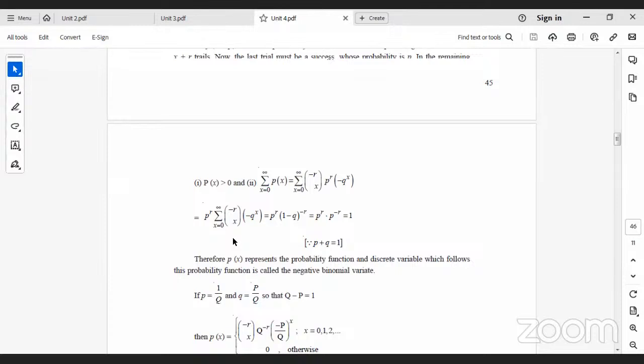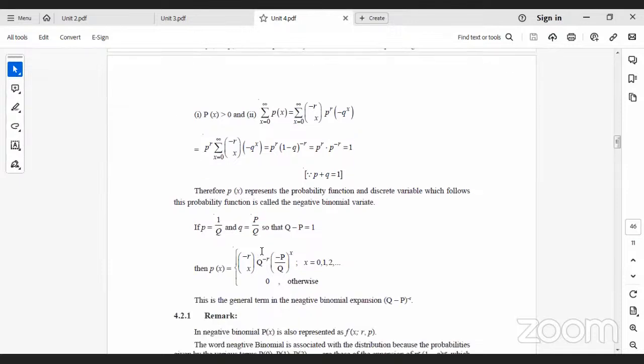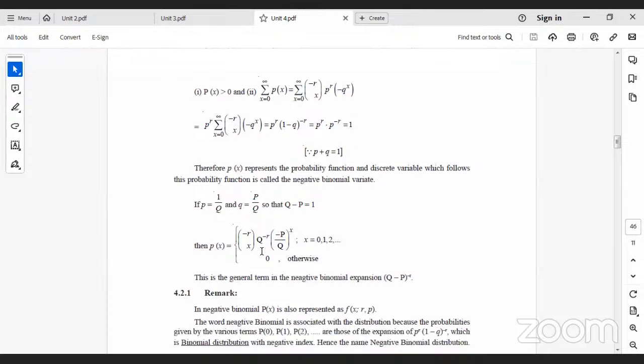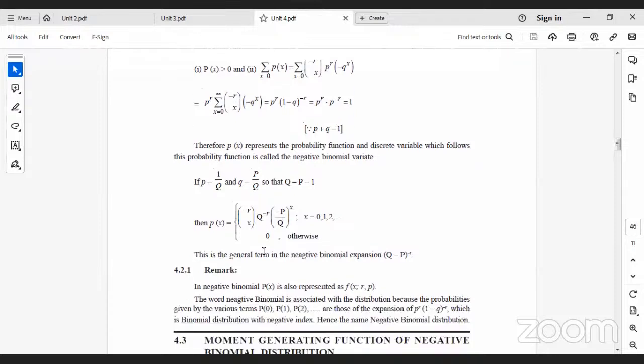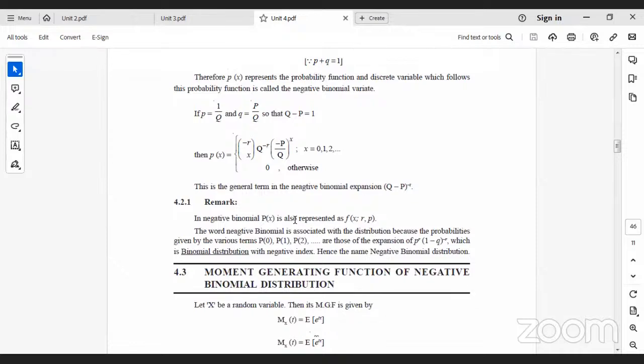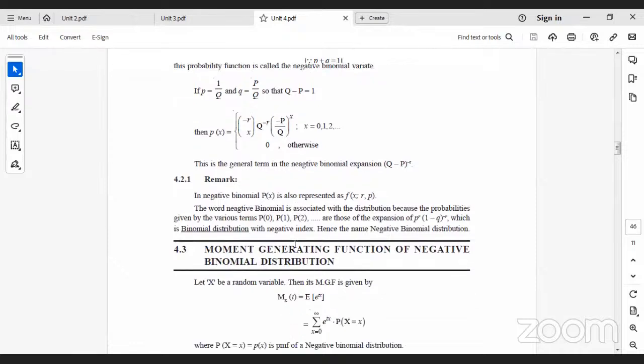The condition: p of x is the probability function. The discrete random variable that follows this probability function is called a negative binomial variate. Here, P is equal to 1 by Q and q is equal to P by Q, so that Q minus P is equal to 1. So p of x is equal to minus r choose x, Q power minus r, minus P by Q power x, for x equal to 0, 1, 2, and so on, and otherwise zero. This is the general term in the negative binomial distribution. In the negative binomial, p of x is also represented as f of x, r comma p.